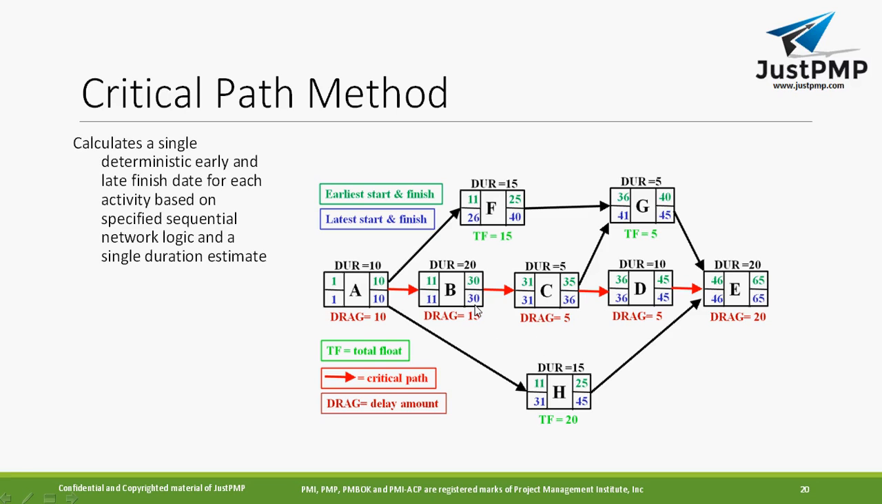What will be the latest finish date, the latest start date, the earliest start date, and the earliest finish date? They will ask questions like this, and there can be one or two questions based on one diagram. It is a very important topic from this chapter, and you have to understand it. The critical path method is a calculation that determines the early and late finish dates for each activity based on the sequential network logic and a single duration. Let's try to read this.